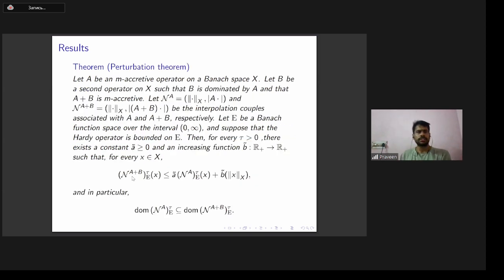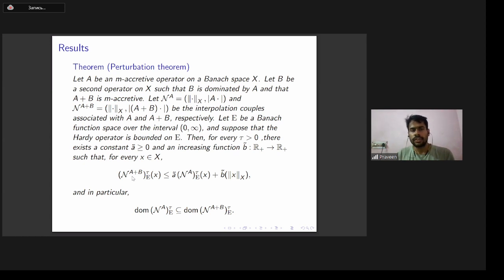Also, we have one more result, that is the perturbation result. In this result, we already have a maximal monotone operator A. We are perturbing operator A by the operator B, where B is dominated by A, such that A plus B is a maximal monotone operator.